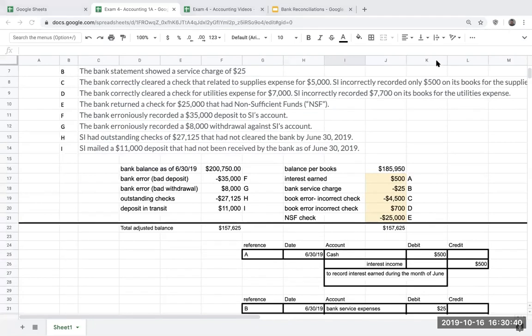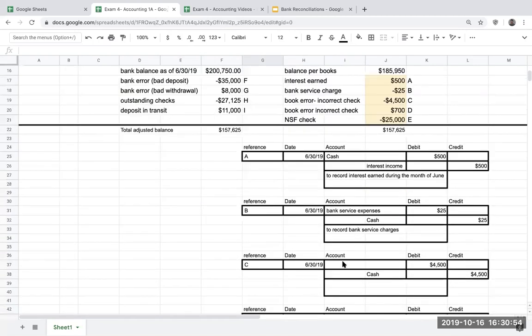It was for them. You didn't record it properly. Right, but what was the account that I should have recorded it to? The bank correctly cleared a check that related to supplies expense, right? Mm-hmm. So when I do the journal entry, I'm going to need to go over here and say supplies expense. Does that make sense? Yes. And this over here will be to properly record supplies expense. Sound good? Mm-hmm.